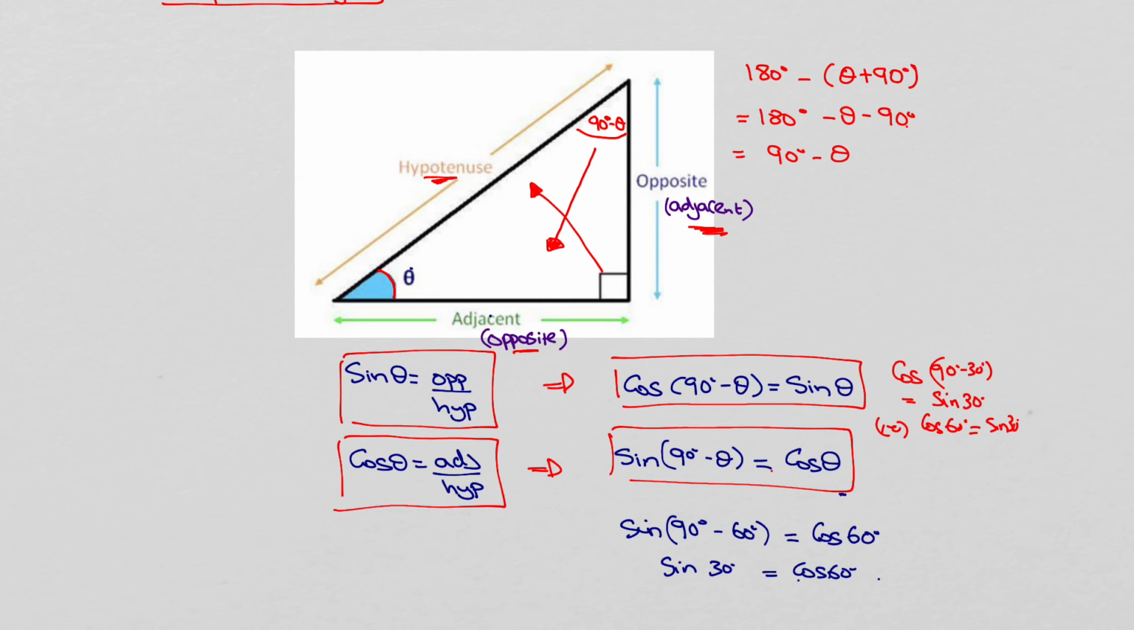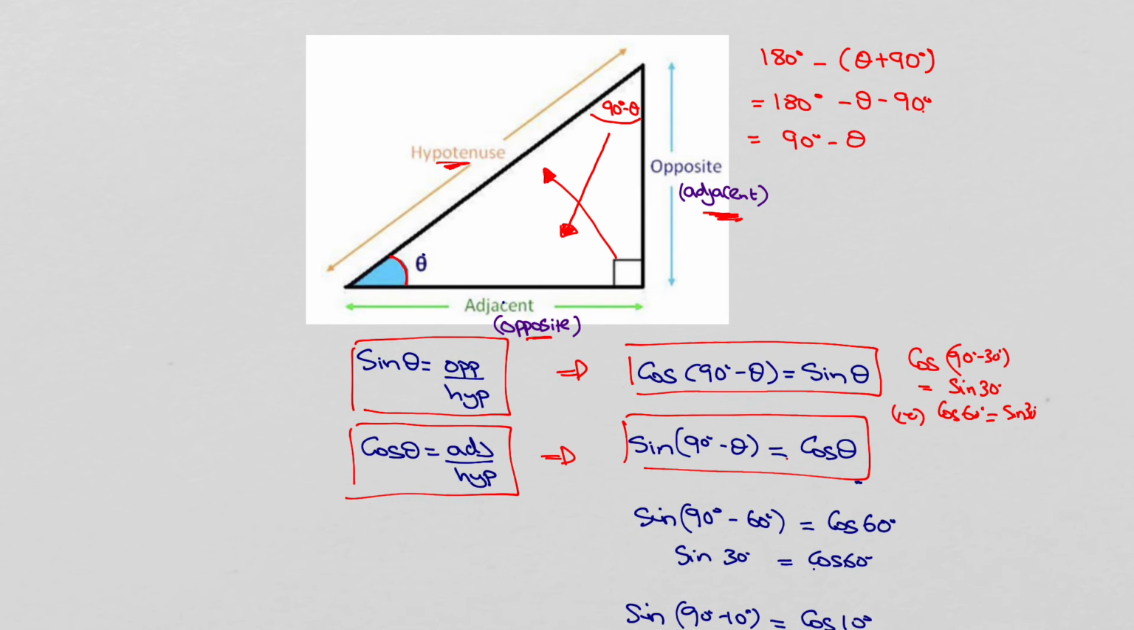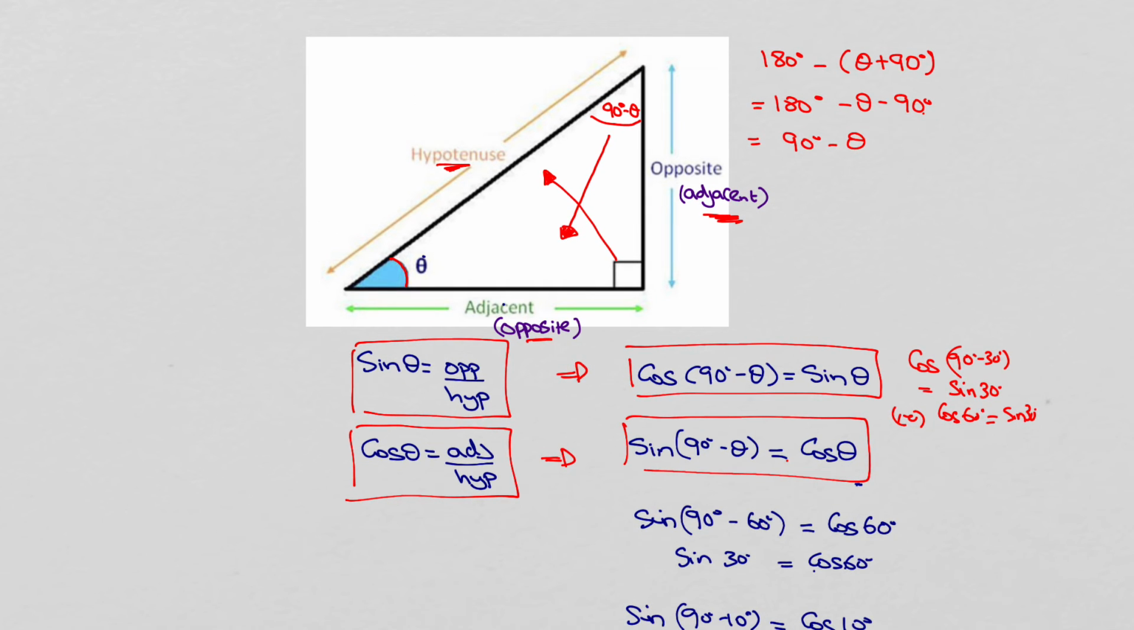But you could try anything. You could try 10 degrees. Let's say sine 90 minus 10. You're obviously going to get a decimal answer this time. It would be equivalent to cos 10. So if you go to your calculator and put in sine 80, and then put in cos 10, you'll find you get exactly the same answer. And that's because of this relationship here in the right angle triangle.